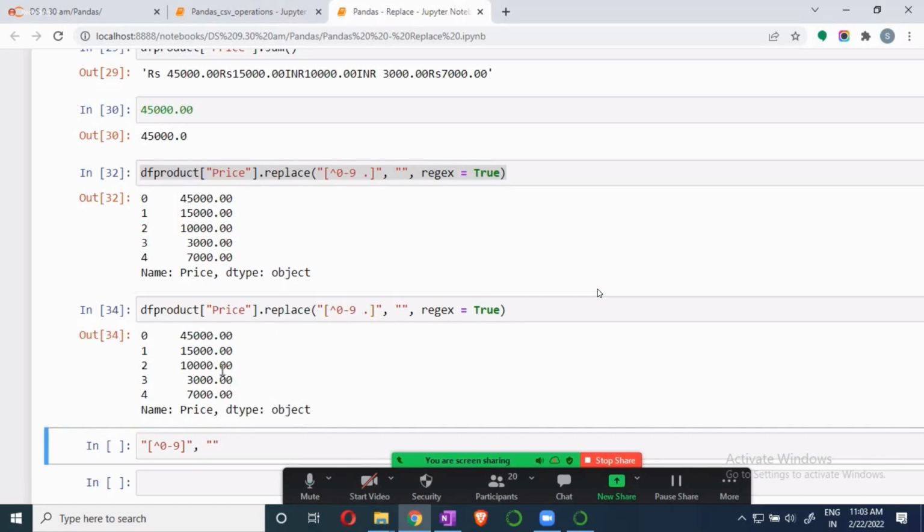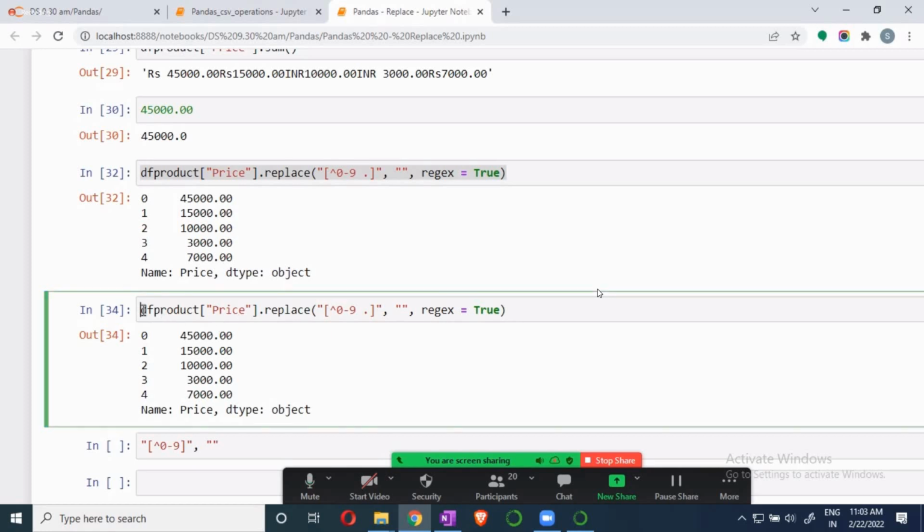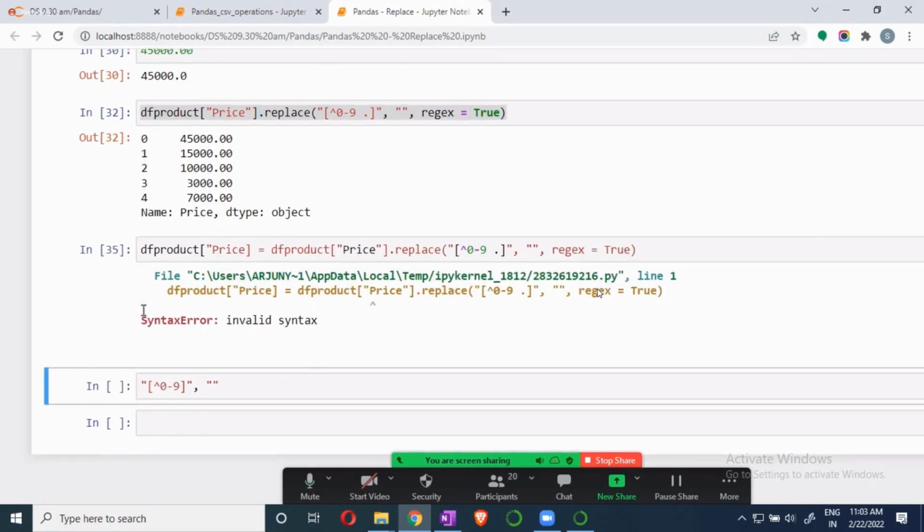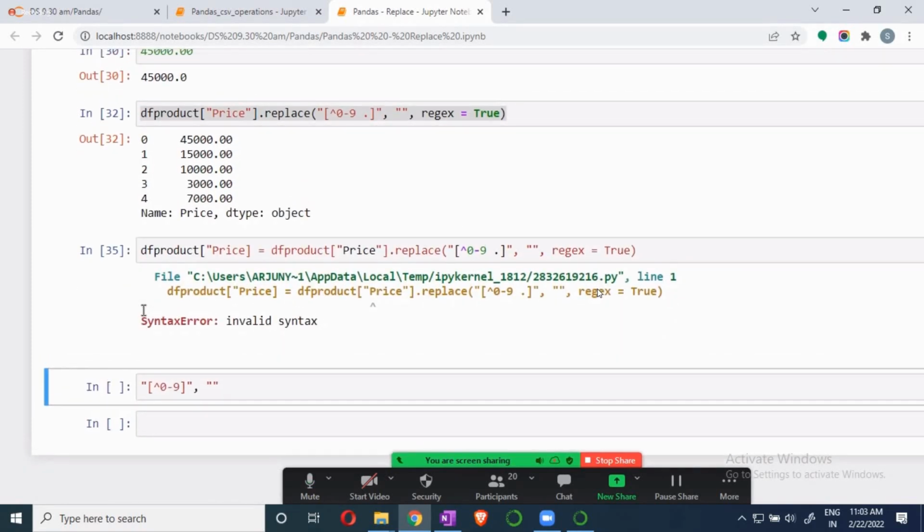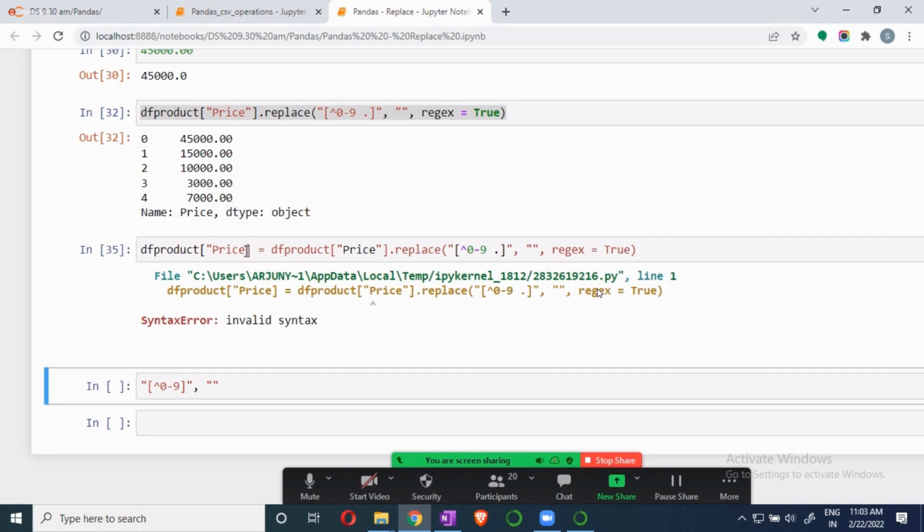Okay, guys. Now I will save it in the same DF product of price, same place. Now I've made a mistake. What is the mistake?